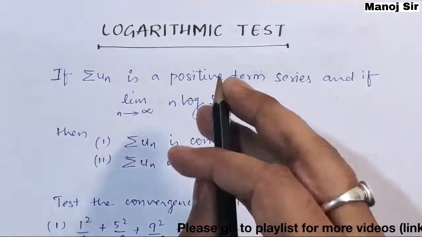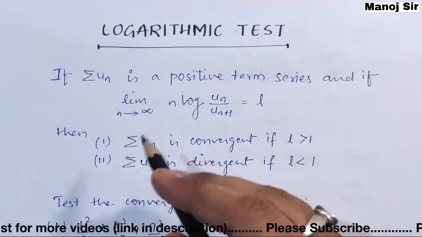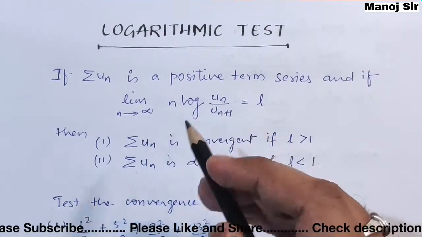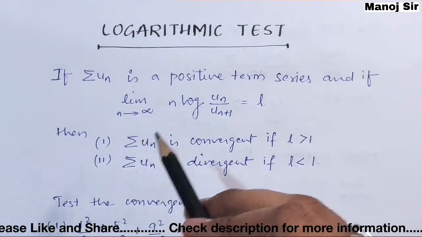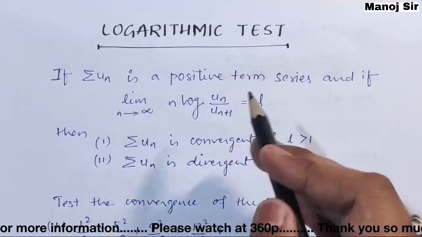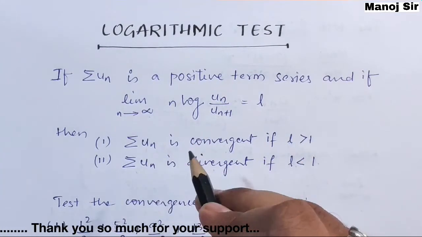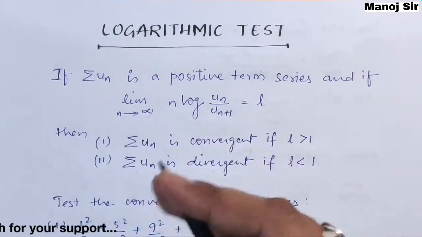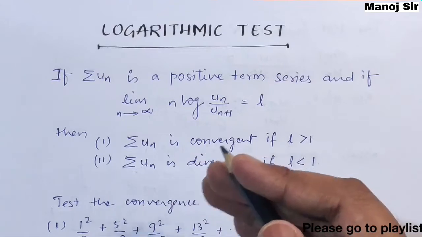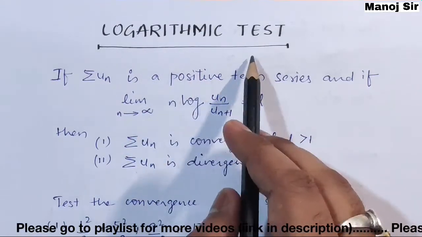Let us start. We can use the logarithmic test either directly or by supporting another test. In some questions we can use this test directly to test the convergence of a series, and in some questions we will use this test as a helping or supporting test, like after applying D'Alembert's ratio test, when the test fails, in that case we can use this test also.